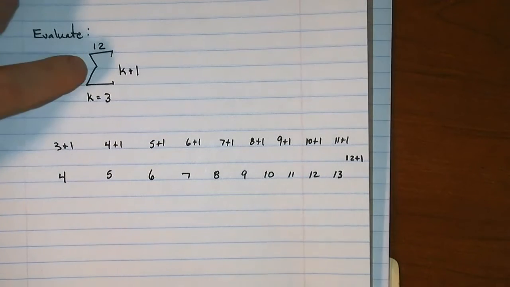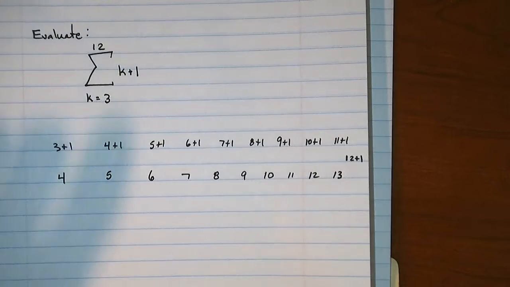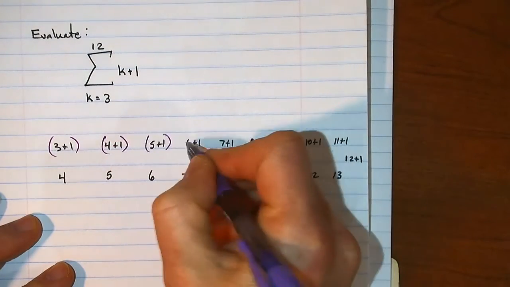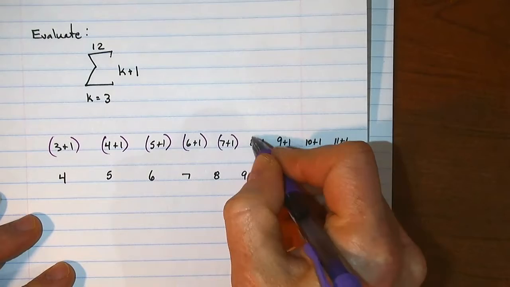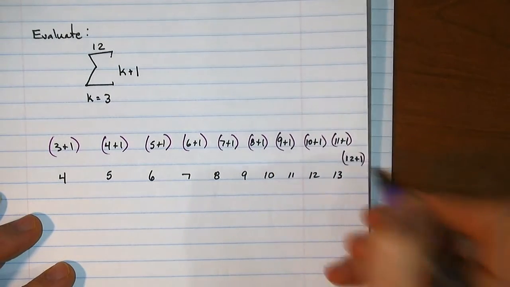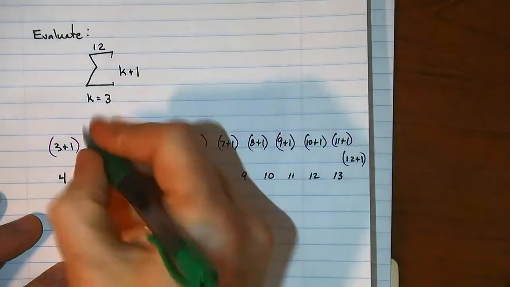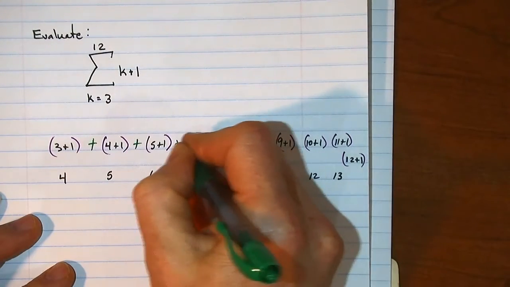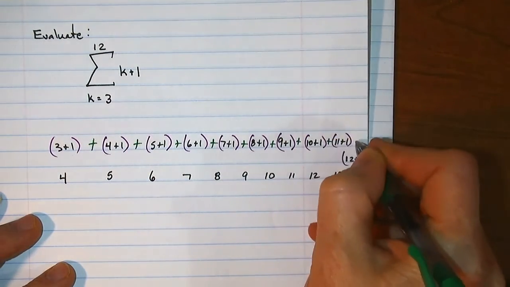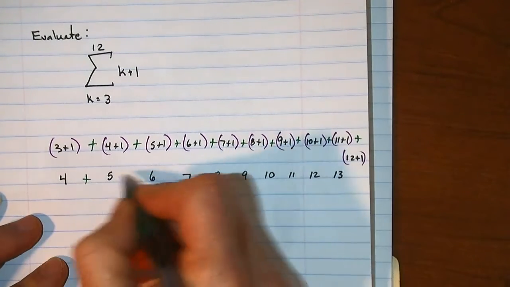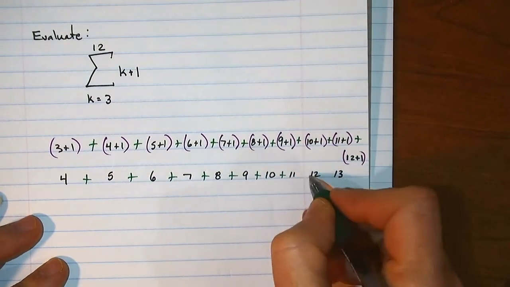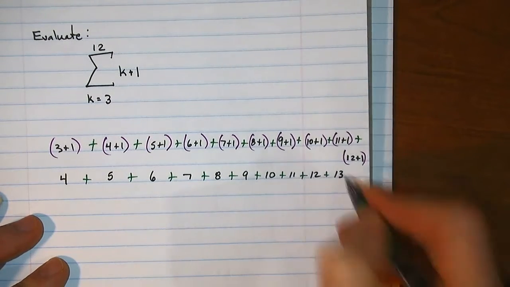All right. Now, the sigma tells me I'm finding the sum of that. So each one of these individual expressions, I'm now going to add to all the others. So I'm going to have this and this and this and this. All of these are going to be added together. So I'm going to get a 4 plus 5 plus 6 plus 7 plus 8 plus 9 plus 10 plus 11 plus 12 and plus 13.